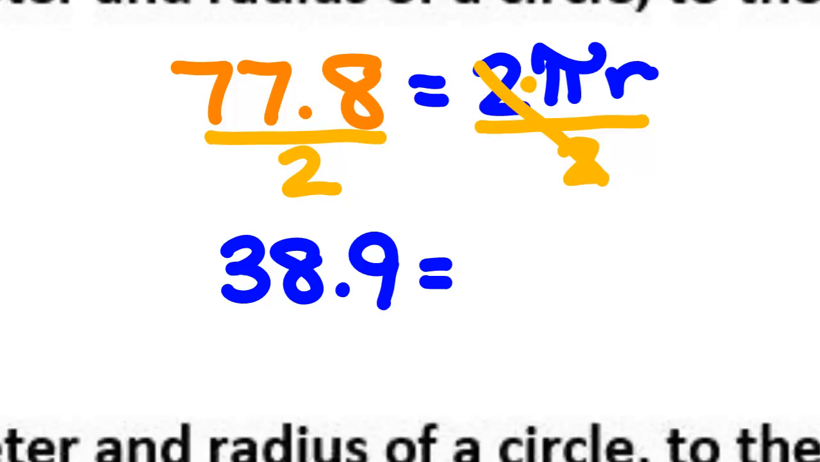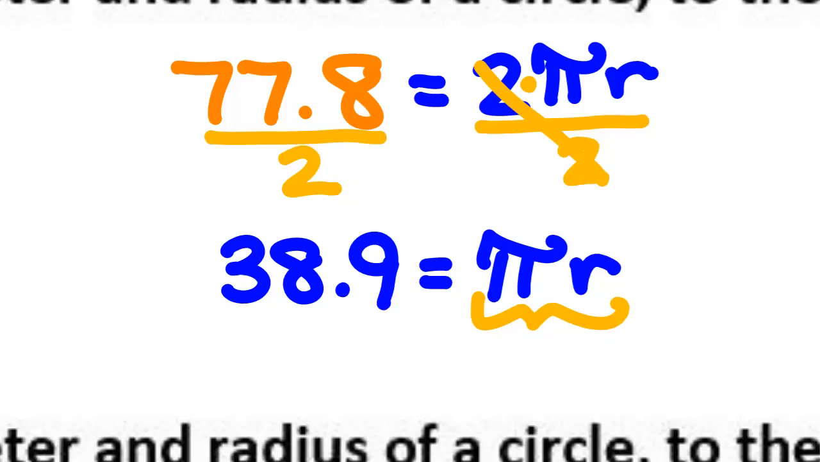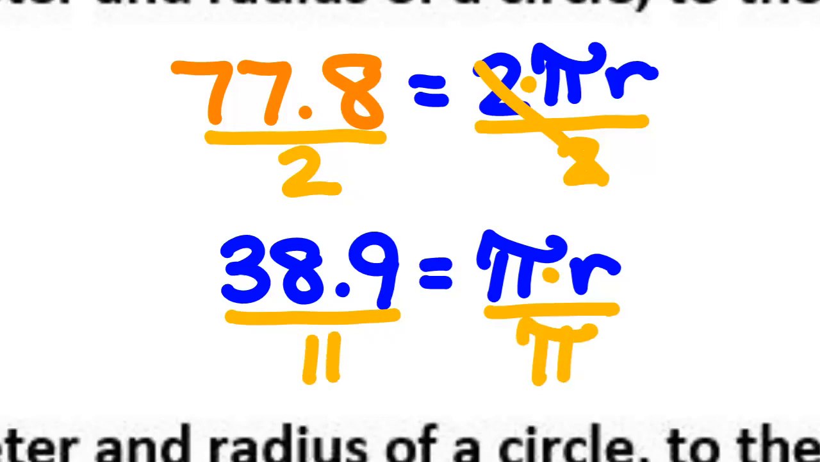38.9 is equal to pi r. What operation is happening between the pi and the r? Multiplication. So once again, I want to use division. Which thing am I trying to get alone? I want r by itself. I'm trying to find the radius, so that's the thing that I want alone. So I'm going to divide both sides by pi.